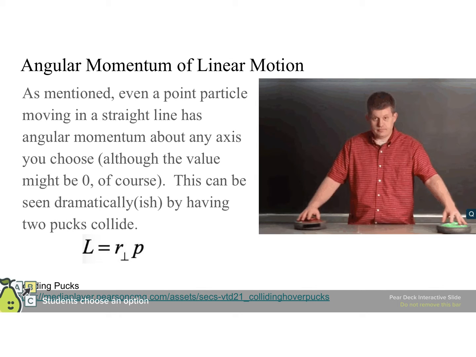As we've mentioned a couple of times, even a point particle moving in a straight line will have angular momentum about any axis you choose, although the value could, of course, be 0. We can see this in a somewhat dramatic fashion by using two hover pucks and making them collide. A hover puck is just a little puck that has an engine and a fan, so it creates a tiny little hovercraft for a few minutes while the battery runs, and it floats basically frictionlessly. Let's see what happens when we collide these.